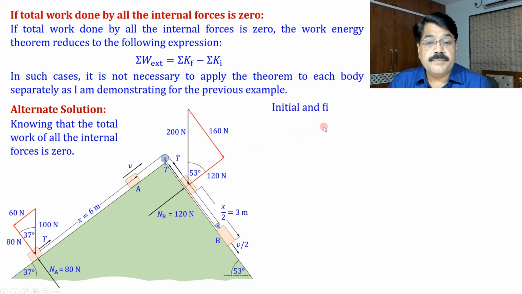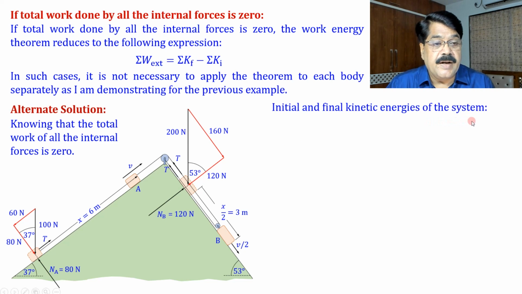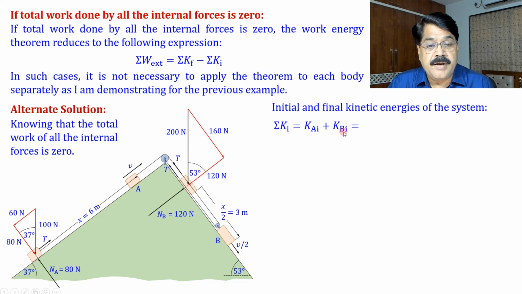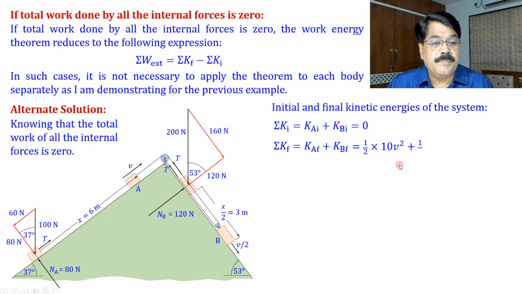Here the initial and final kinetic energies we can write very easily. Initial kinetic energy is 0 plus 0. So summation K initial is KA initial plus KB initial, that is 0. And summation K final is KA final plus KB final. KA final is half m v square with m equal to 10 kg, and for B, half into 20 into (v by 2) square. So that is half into 10 into v square plus half into 20 into (v by 2) square, and that will be equal to 7.5 v square. That is the total final kinetic energy.